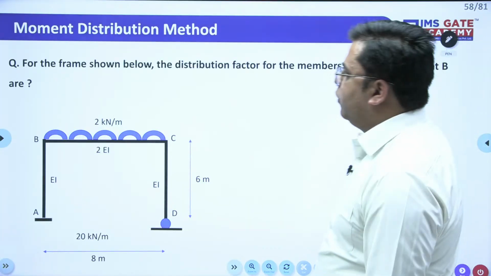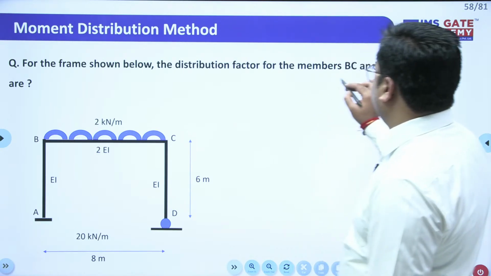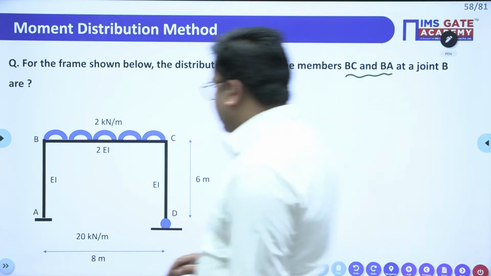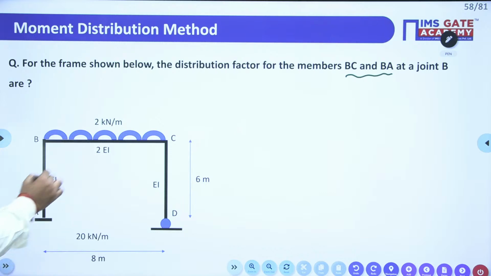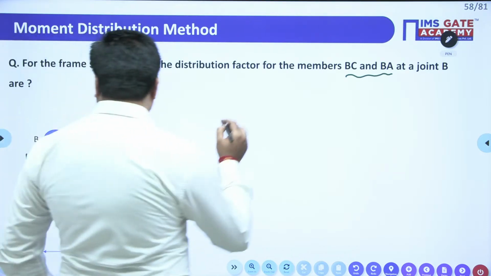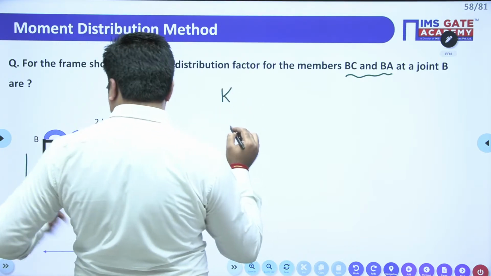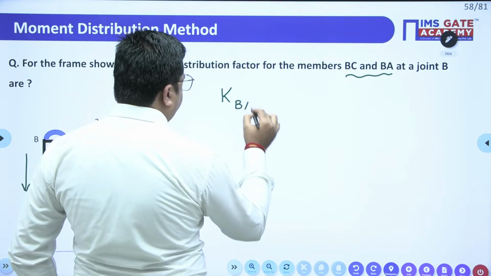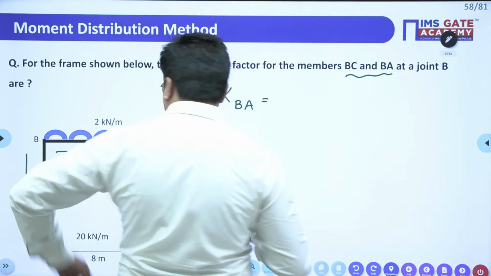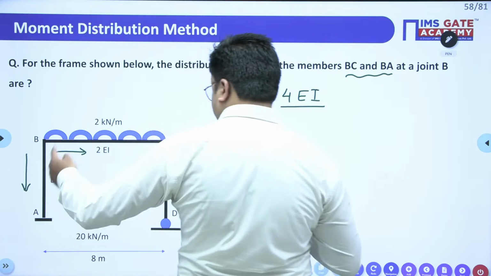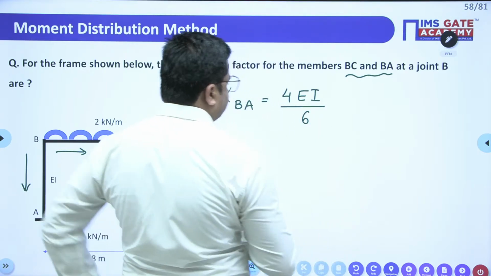Next, we have: for the frame shown below, the distribution factor for the member BC and BA at joint B. You need to calculate the distribution factor for member BC and member BA for joint B, right? Just quickly do it. So for the distribution factor, first we need to calculate the stiffness of member BA. Since the far end is fixed, this is 4EI by L, and the length of the member is 6 meters.